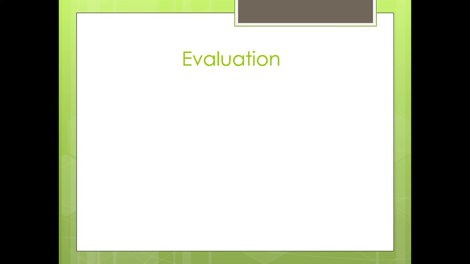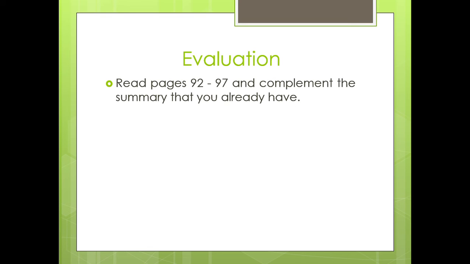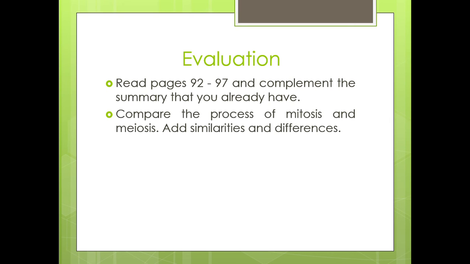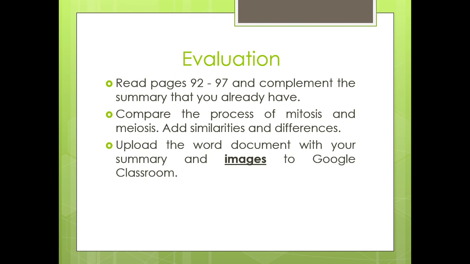Now let's jump to our evaluation for this week. Read pages 92 to 97 and complete the summary and complement the summary that you already have. Compare the process of mitosis and meiosis, add similarities and differences. I already gave you many similarities and many differences in the previous part, but of course you can complement that with the information you have from your book. And lastly, upload the Word document with your summary and images to Google Classroom.